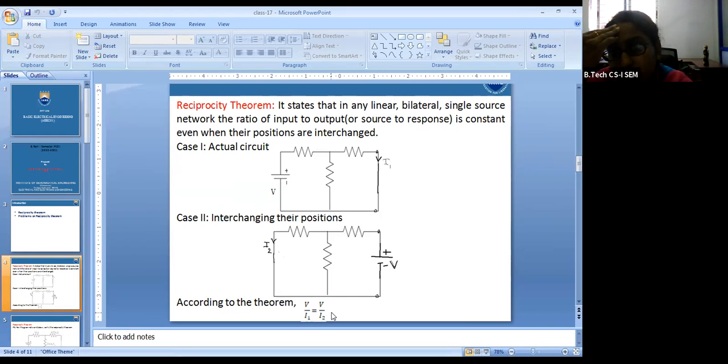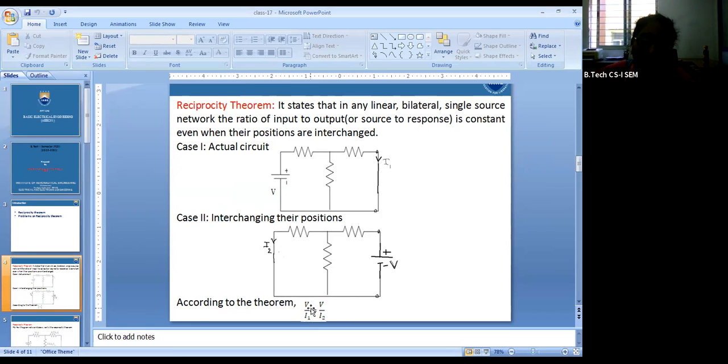By doing a problem, it will be more clear. Did you understand? Respond in the chat box.